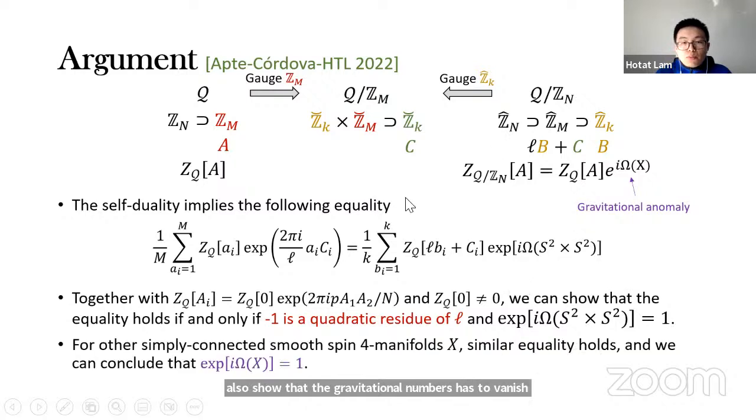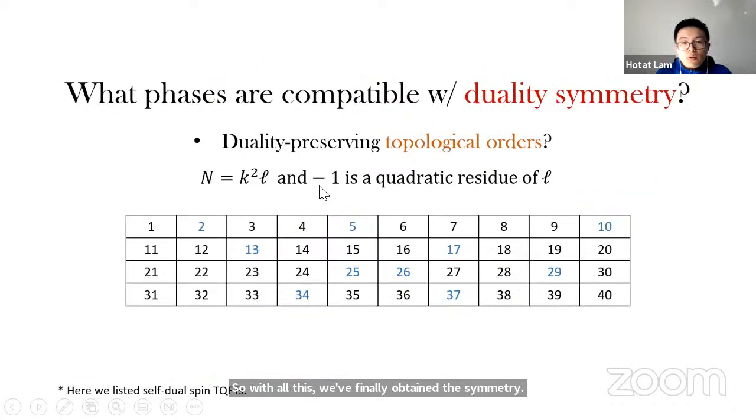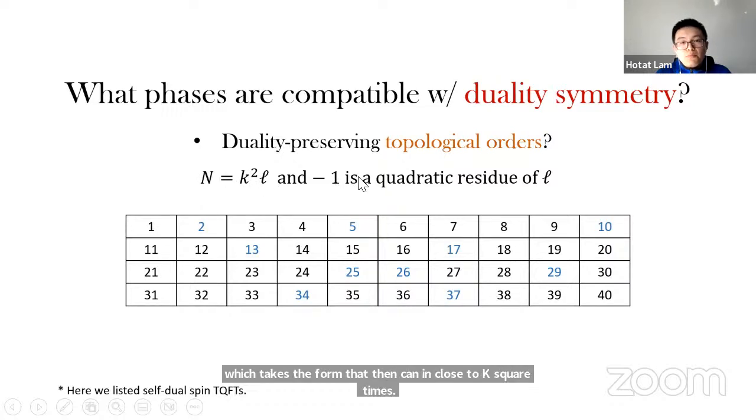So in fact, all this reasoning goes through very well on other simply connected smooth spin manifolds. And on those manifolds, we won't get stronger constraints, we get the same constraints, except that we can also conclude that on those manifolds, the gravitational anomaly has to vanish. So with all this, we finally obtained the symmetry enforced gaplessness results that I stated before. That just means that symmetry preserving topological orders exist only for very specific n, which takes the form n equals k squared times L, and -1 is a quadratic residue of L.